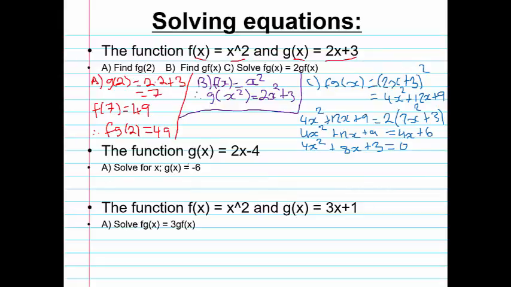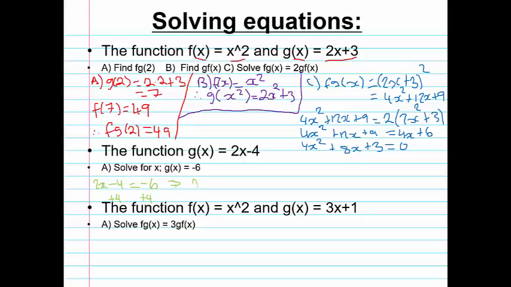Question A, it says the function g of x is defined as 2x minus 4. So the rule says you multiply it by 2, then you take away 4. But the question asks solve for x. G of x is minus 6. So what you would do is write out g of x, which is 2x minus 4, and that's equal to minus 6. So we're going to add 4 to both sides.